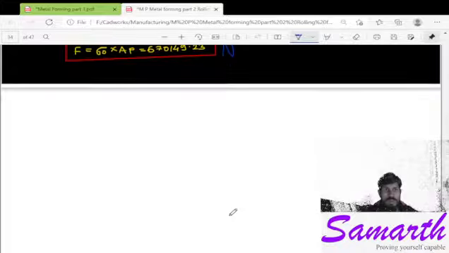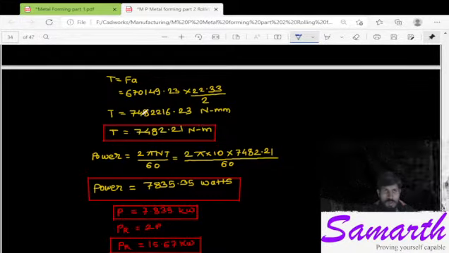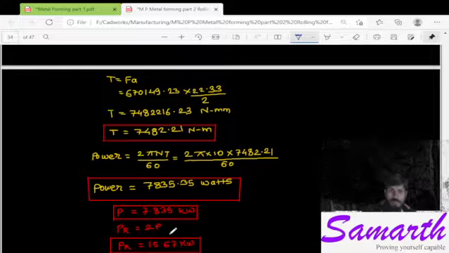So we'll use this to find the torque. Torque is force into distance a. A is nothing but half of the AC. Putting the values, we will get the torque in Newton meters, 7482.21 Newton meters. Now we will find 2 pi NT by 60, or 4 pi NT by 60 directly you can use to reduce the calculation. Here we are getting power for a single roll, and for 2 rollers it will be twice of the P, which is 15.67 kilowatts.